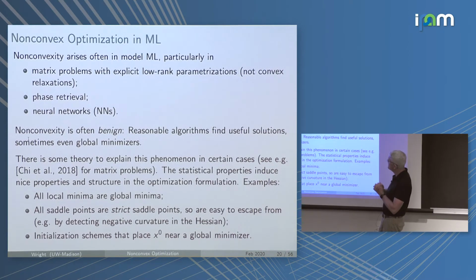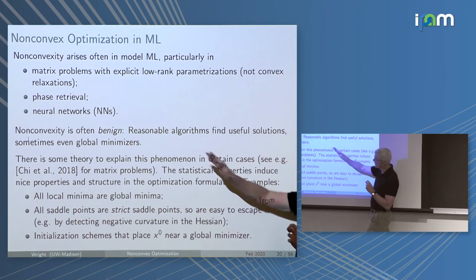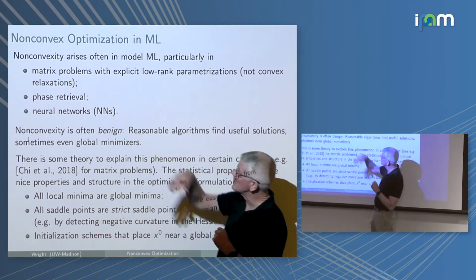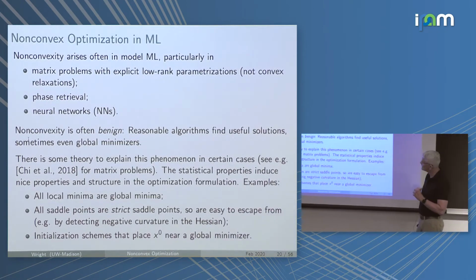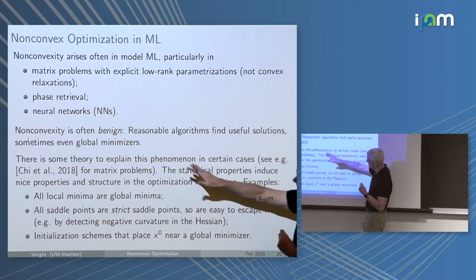Okay, so this is something that pretty much all of you will be familiar with: there's tons of non-convexity now in modern machine learning, starting with neural nets, but also phase retrieval problems and low-rank matrix problems. But this non-convexity is often benign.